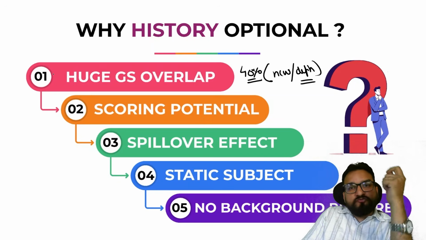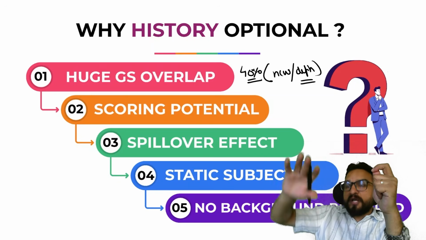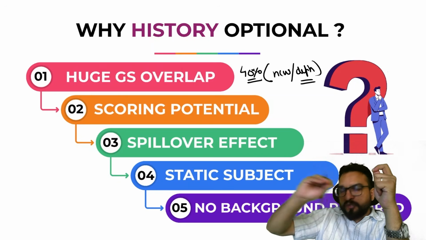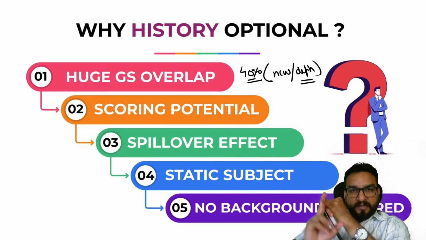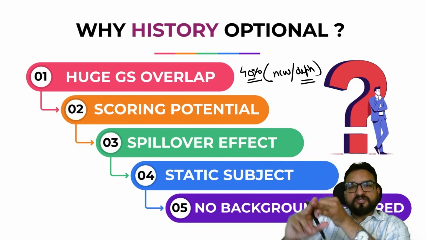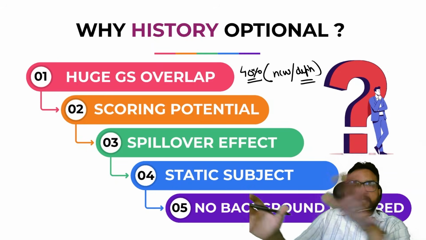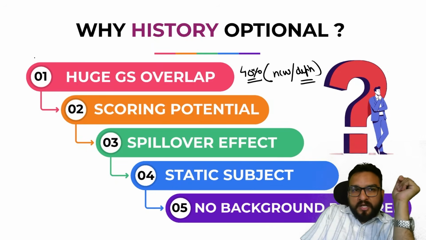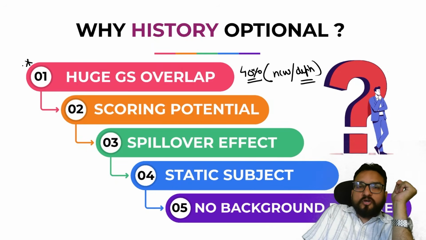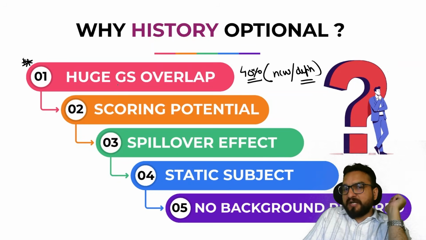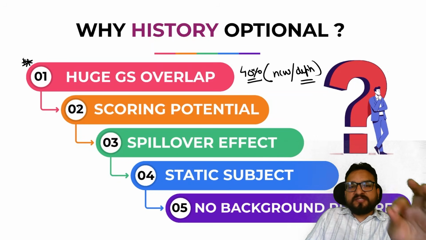Alright, so if you have chosen history as an option, you don't have to worry about the GS subject, guys. You will be through in the prelims, in the mains, right? Because mains will also be GS1, which carries huge weightage for history, right? So one key advantage of history as an optional is huge GS overlap, which you are going to see over here. All right. Second advantage is scoring potential.